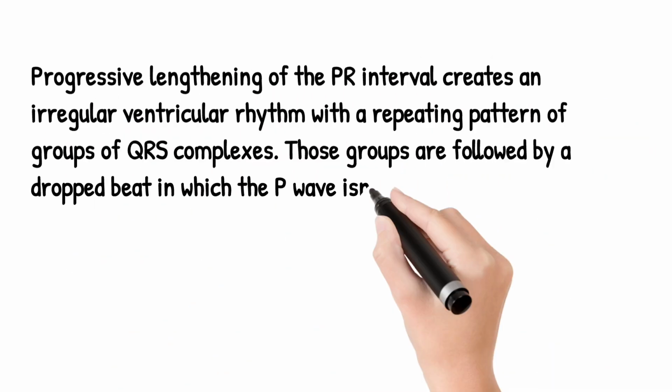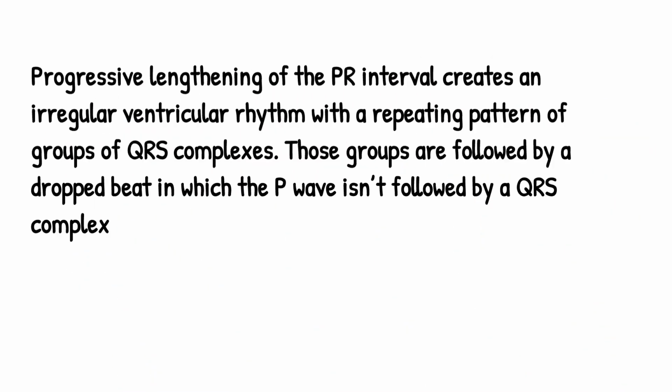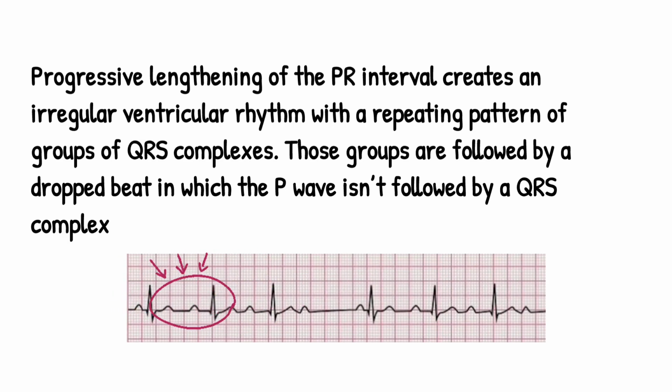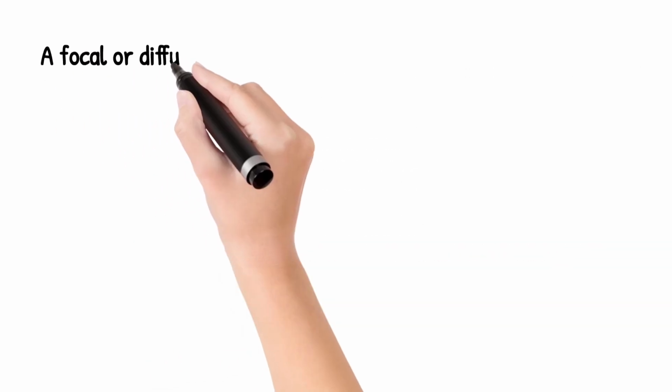Progressive lengthening of the PR interval creates an irregular ventricular rhythm with a repeating pattern of groups of QRS complexes. Those groups are followed by a dropped beat in which the P wave is not followed by a QRS complex.